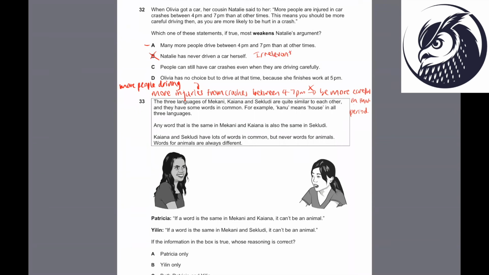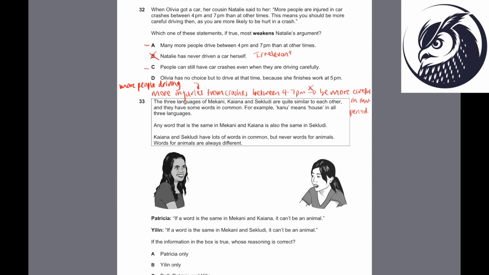Option C says people can still have car crashes even when they are driving carefully. And again, this is a good option that weakens Natalie's argument. I'm going to put a dash through there. That's because Natalie's arguing you need to be more careful because there are more injuries that occur between 4 to 7 p.m. And C is saying, yes, even if you are driving carefully, you can still have a car crash. So it definitely also attacks her argument's logic.